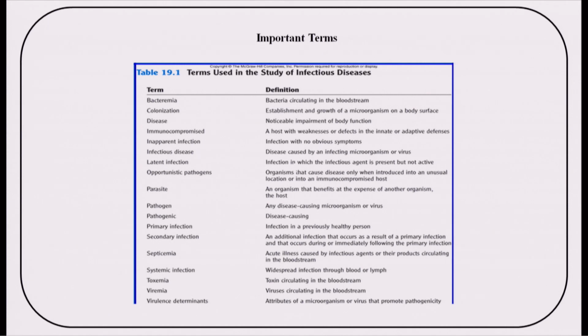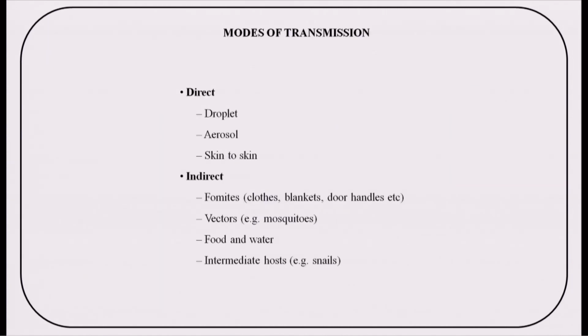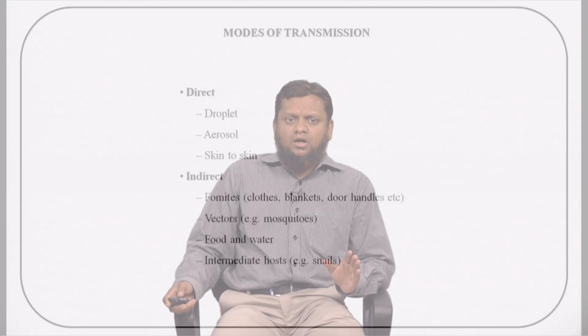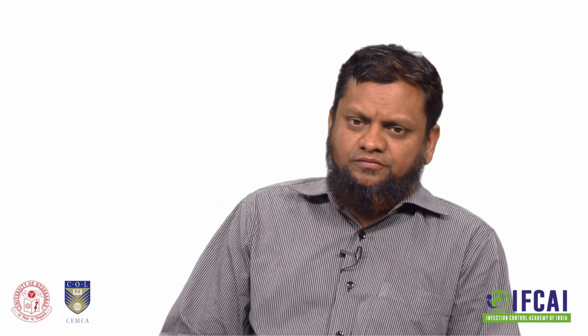Viremia is again the viruses circulating in the bloodstream infections. So, these are the terminologies which we use very commonly whenever we speak about infection prevention and control. Coming to the next slide about the modes of transmission, these are the basic definitions which we have seen now.